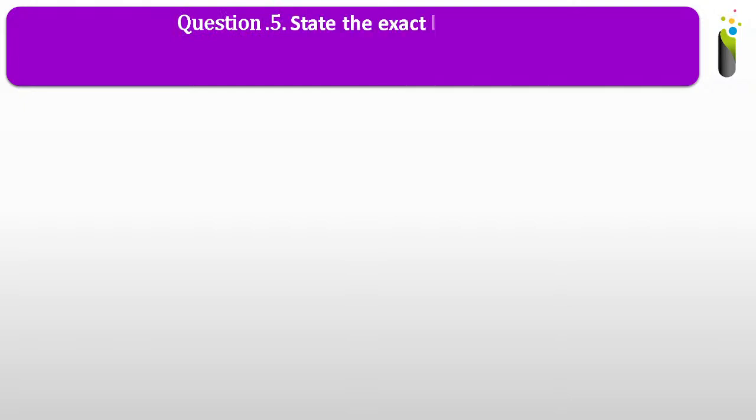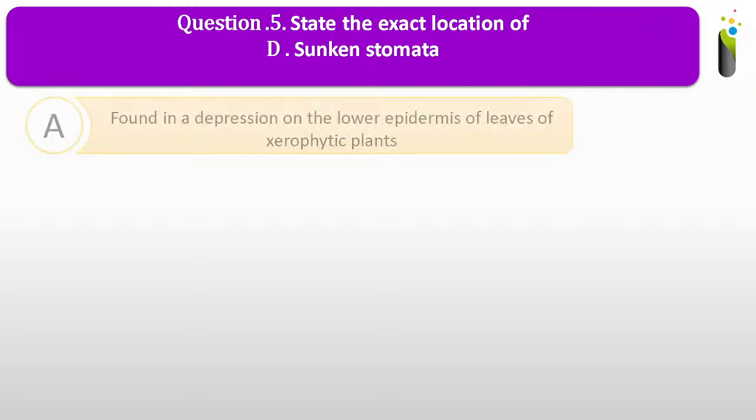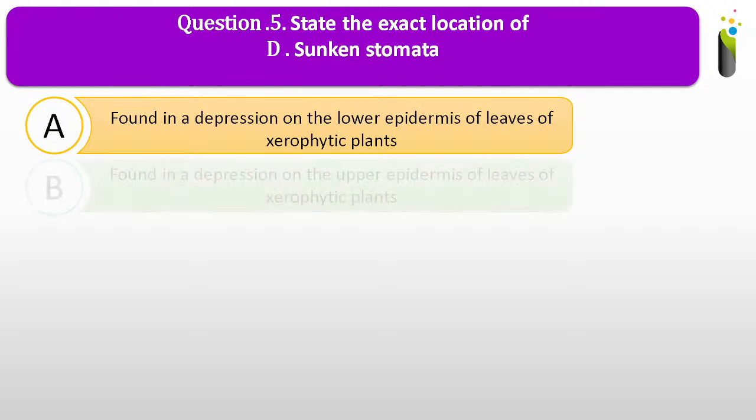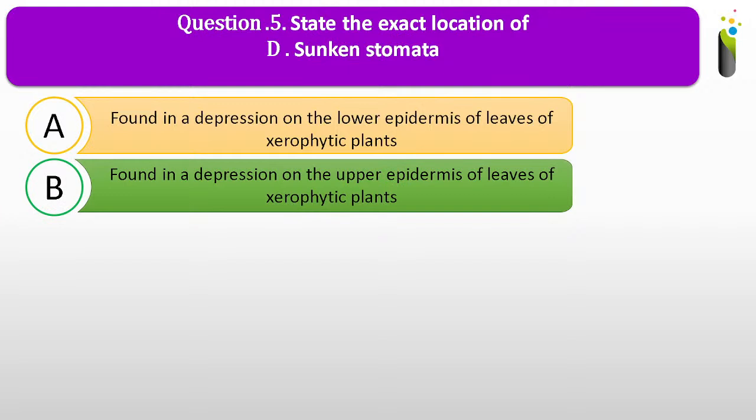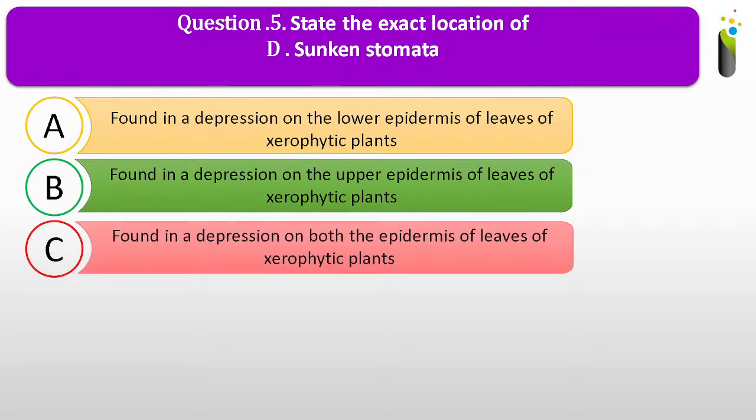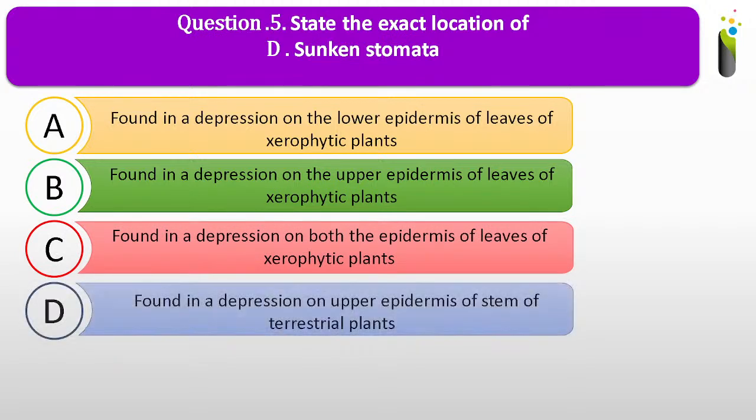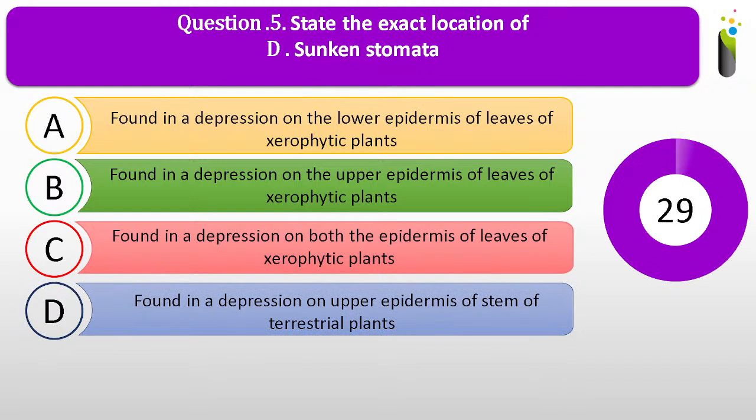Question number 5, sub-question D. Give the location of sunken stomata. A, found in a depression on the lower epidermis of the leaves of xerophytic plants. B, found in a depression on the upper epidermis of the leaves of xerophytic plants. C, found in a depression on both the epidermis of the leaves of xerophytic plants. D, found in a depression on the upper epidermis of stem of terrestrial plants.